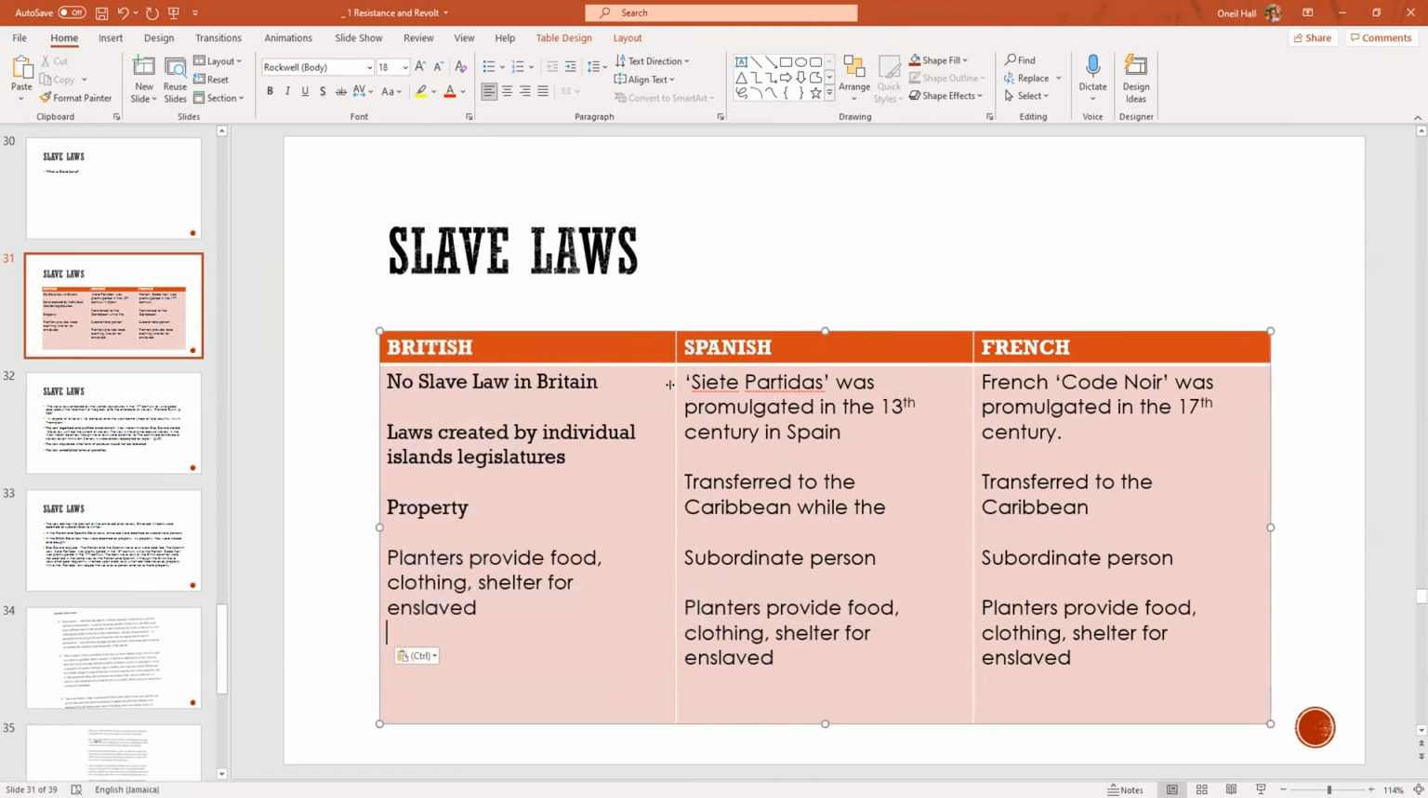What else, ladies? So the provision is one. So we know for sure that this is a similarity between the British, the Spanish, and the French. The planters were supposed to provide for them. Now, what about the whole issue of marriage?